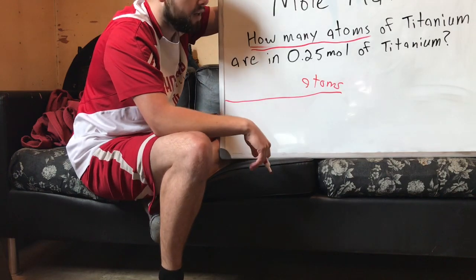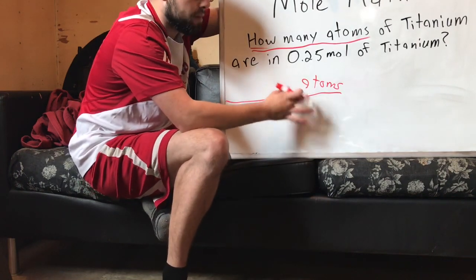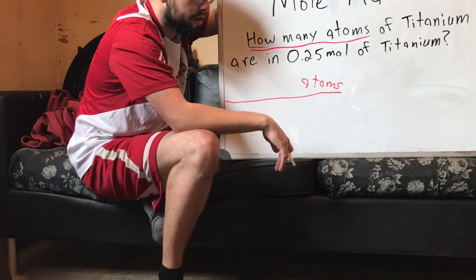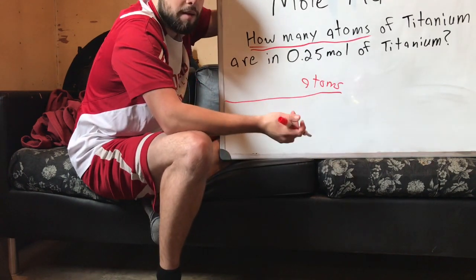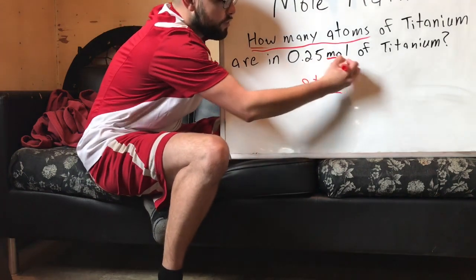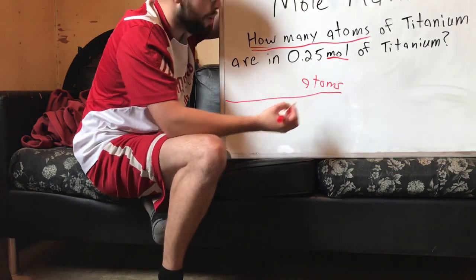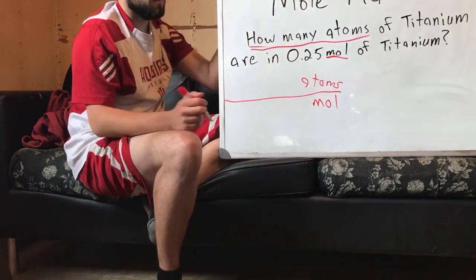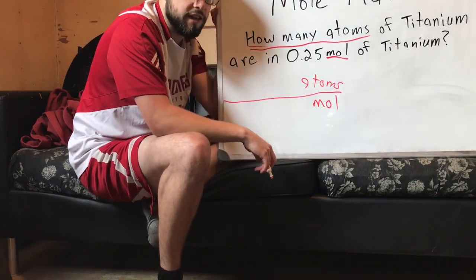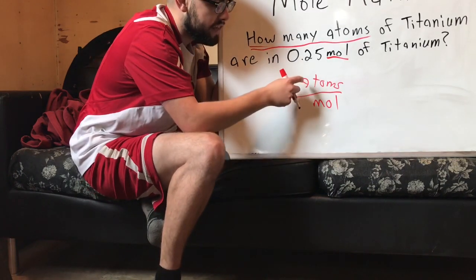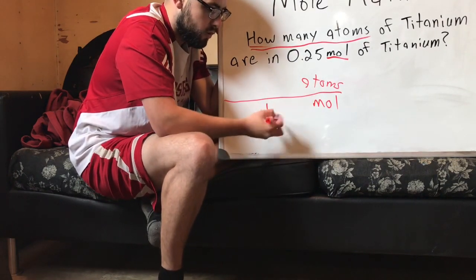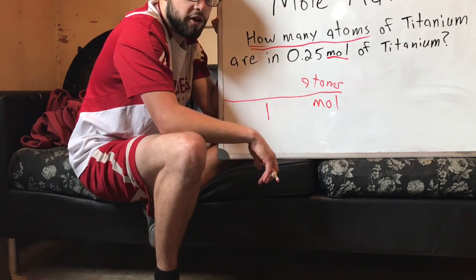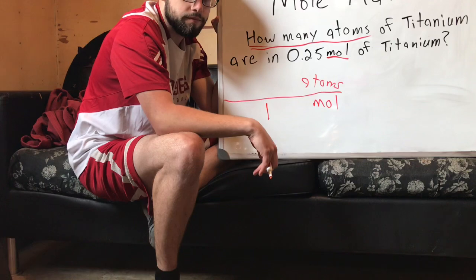Now, what unit am I comparing that to? I know that atoms are in the numerator. What should I put in the denominator? This is where I'm going to put my moles. M-O-L, mole. So I'm doing a comparison here. How many atoms are in 1 mole? This is actually something that we learned just earlier in the video.